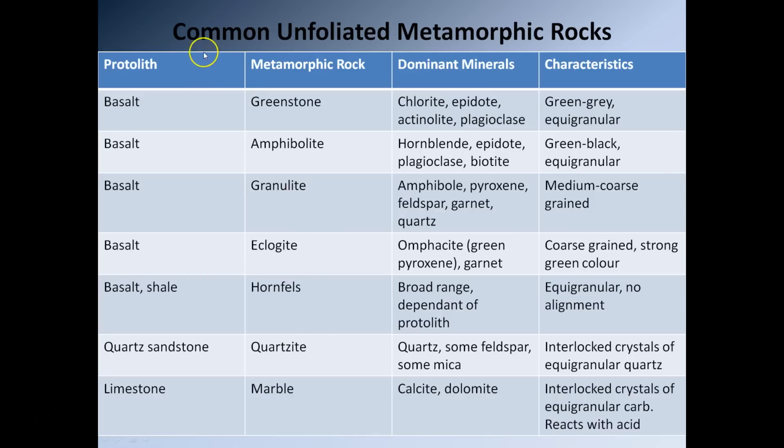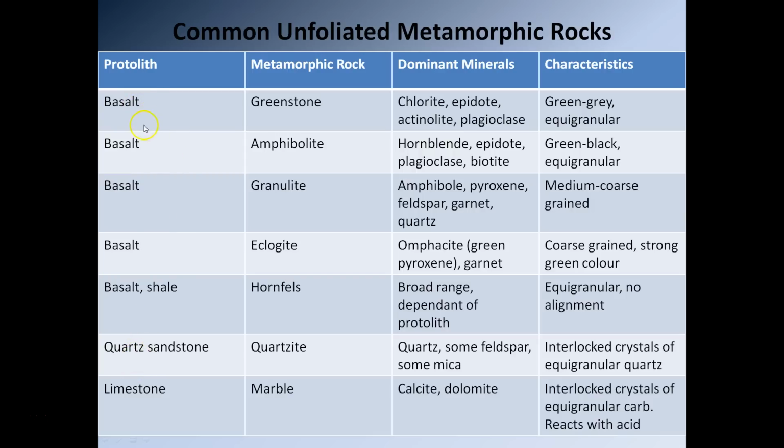So we're going to take a second to think about the common unfoliated metamorphic rocks. These are rocks that form in areas where there is no dominant pressure. So that means the minerals aren't made to align. And what you'll notice is when we look at the types of rock, we'll see that we're very, very limited in the types of rock we talk about.